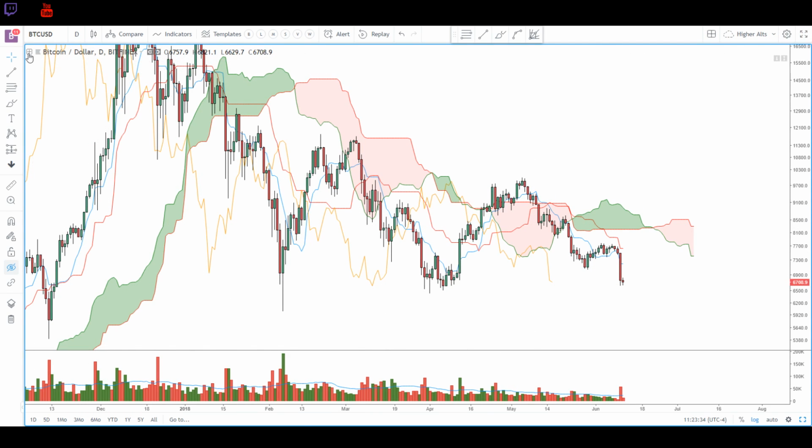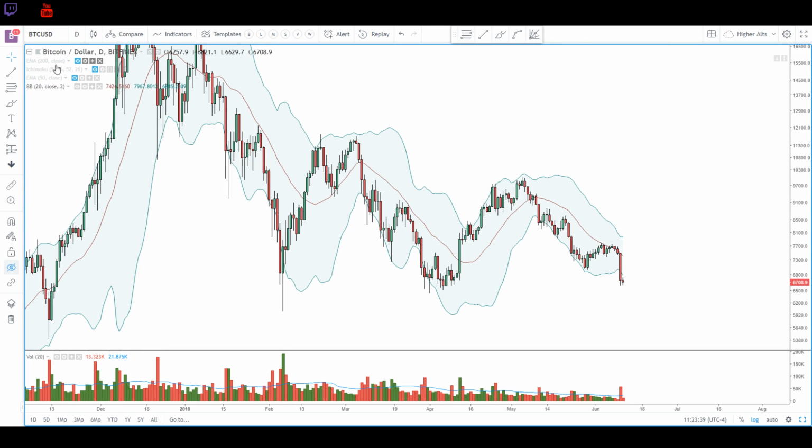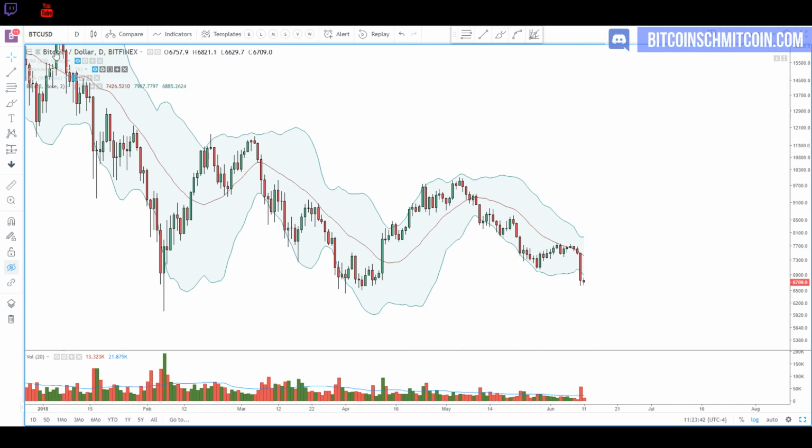But if we look at something like the Bollinger Bands, which is really great for consolidation, we see that we had a really, let's pull back up the Bollinger Band width.